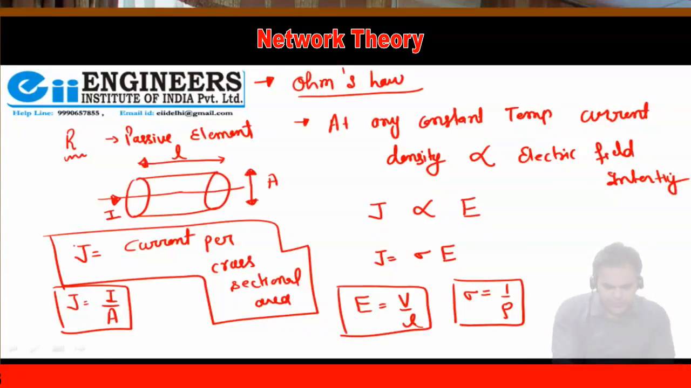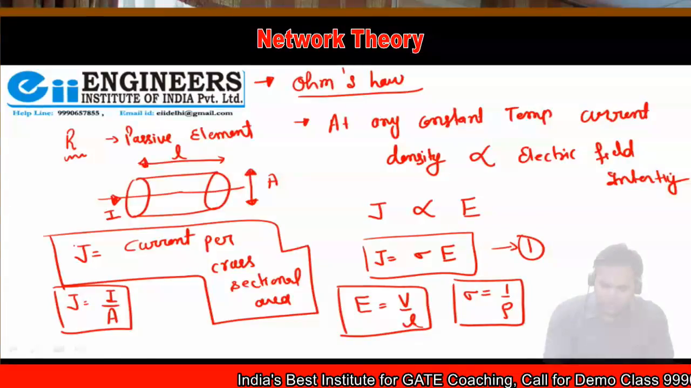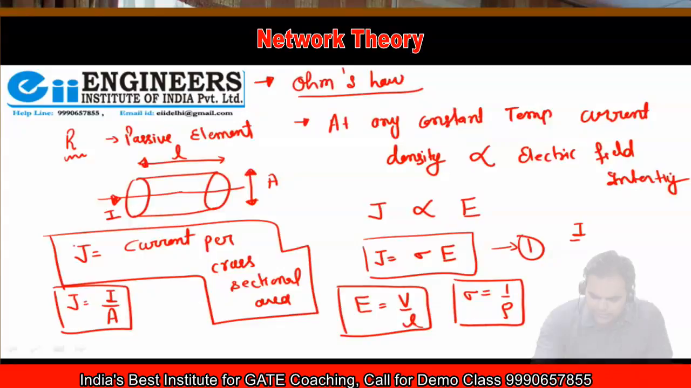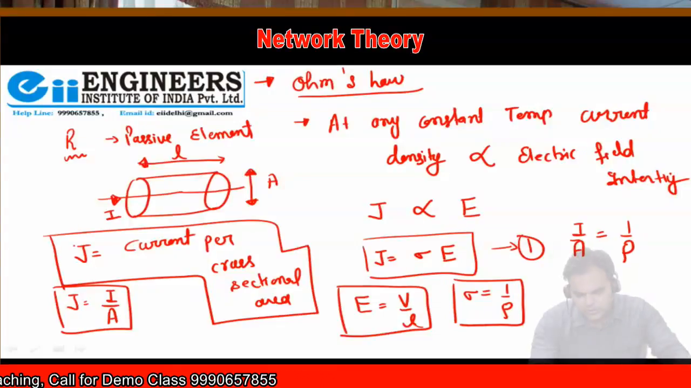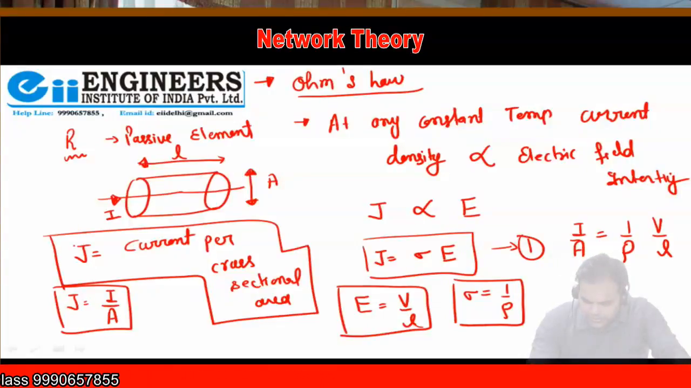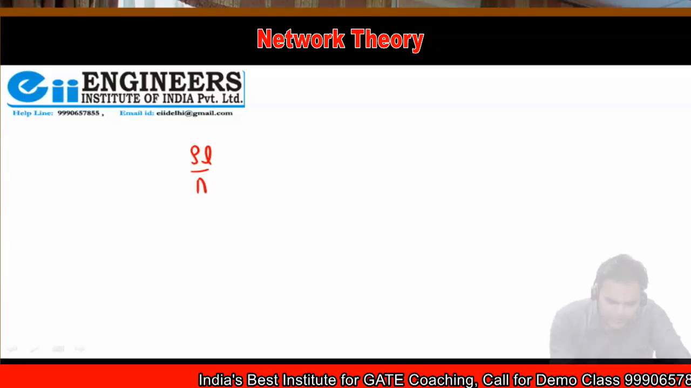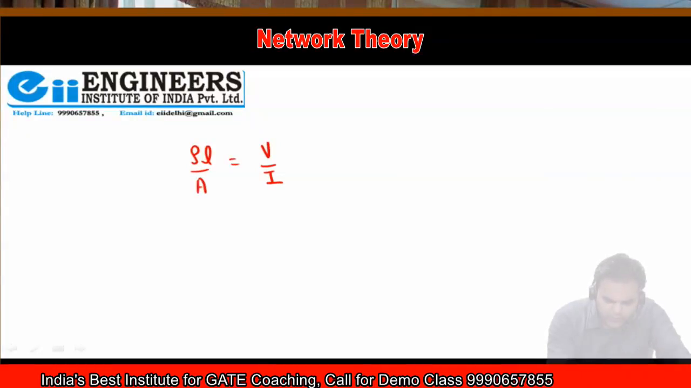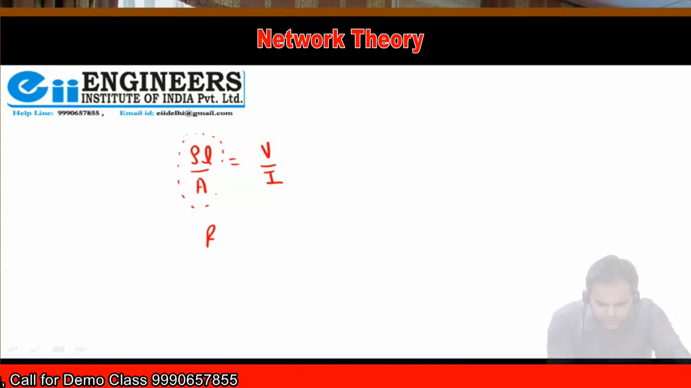Now put this value J equals I by A, E equals V by L, and sigma equals 1 by rho in equation number 1. J is equal to I by A, this is equal to sigma, where sigma is equal to 1 by rho, and E is equal to V by L. So I by V is equal to A by rho L. So rho L by A is equal to V by I. The quantity rho L by A is equal to R.